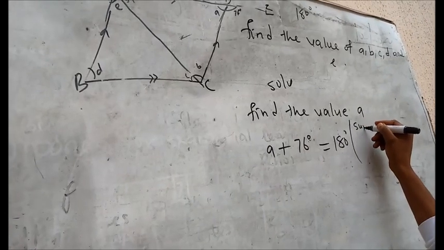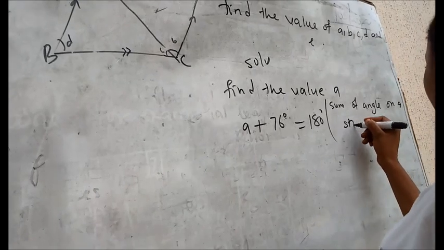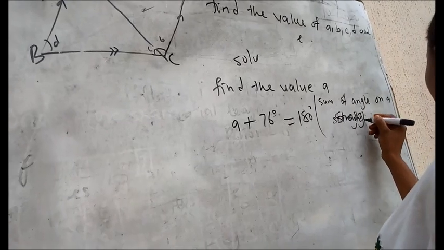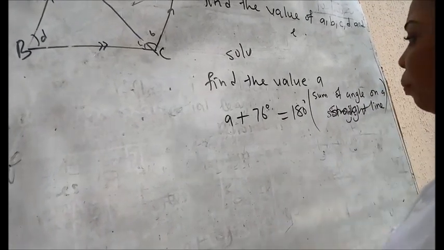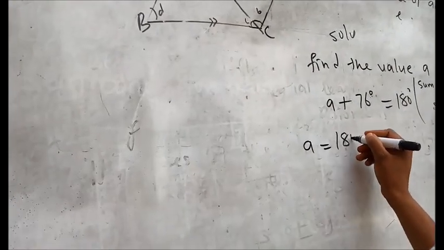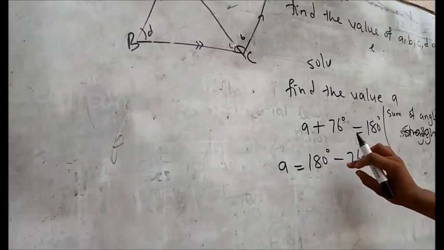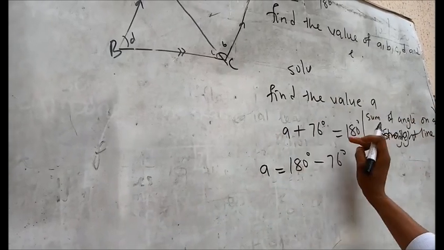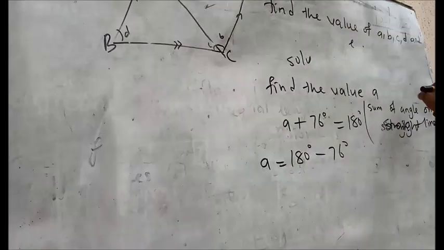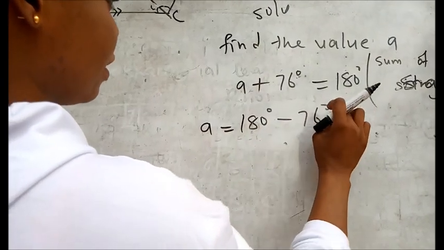Reason: sum of angles on a straight line. Angle on a straight line is equal to 180 degrees. For me to find my A, A equals 180 degrees minus 76 degrees. Why is it minus? Because this plus 76 is crossing over to this side. Because of this equal sign, since it's plus here, it will change to minus. A equals 180 degrees minus 76 degrees.